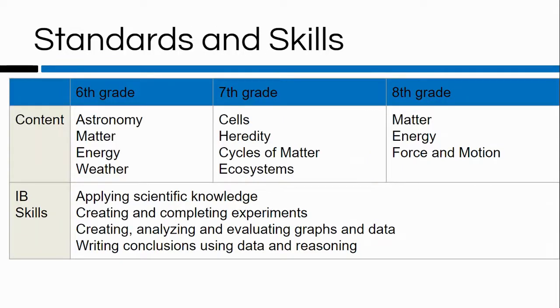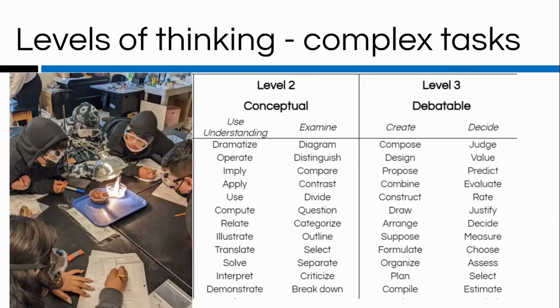The standards and skills are based on the Virginia Department of Education curriculum framework and also the International Baccalaureate skills. Those are 4 core skills that we teach over the course of the 3 years that students are at Glasgow. In order to make sure that students are prepared for high school science, we create tasks that are high level and authentic. You can see in the level 3 column the types of activities that students are doing at Glasgow.